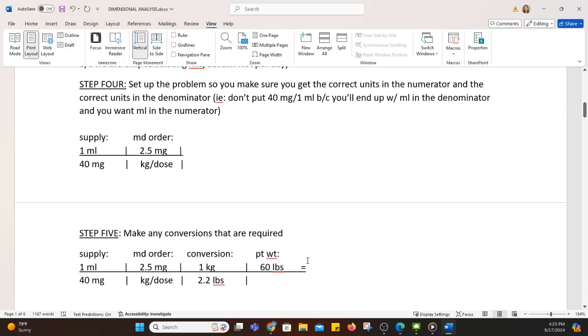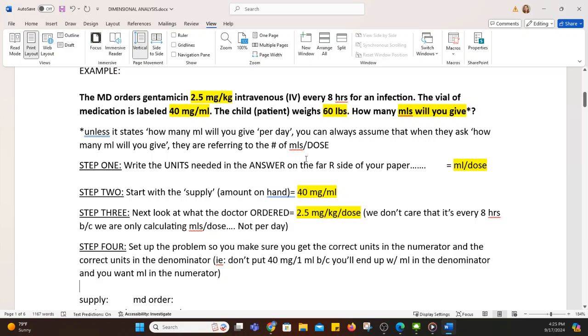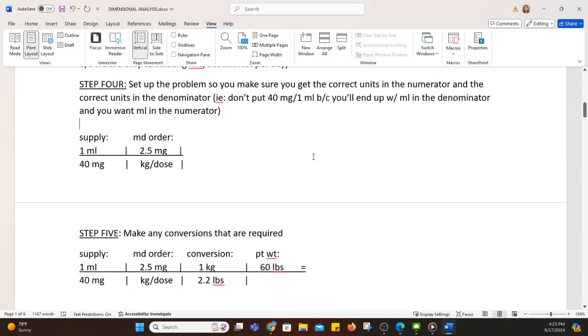It says, make any conversions that we need. Well, we know we've got the supply, we've got the doctor's order, we have that. But they also said up here, if we go back up, the order says it's 2.5 milligrams per kilogram. So that means this medication is based on a patient's weight. That usually happens when a medication is for a pediatric patient. And we're given the fact that there's 60 pounds. So for a couple reasons, it would cue us that there's more work we have to do. And I'll tell you why.